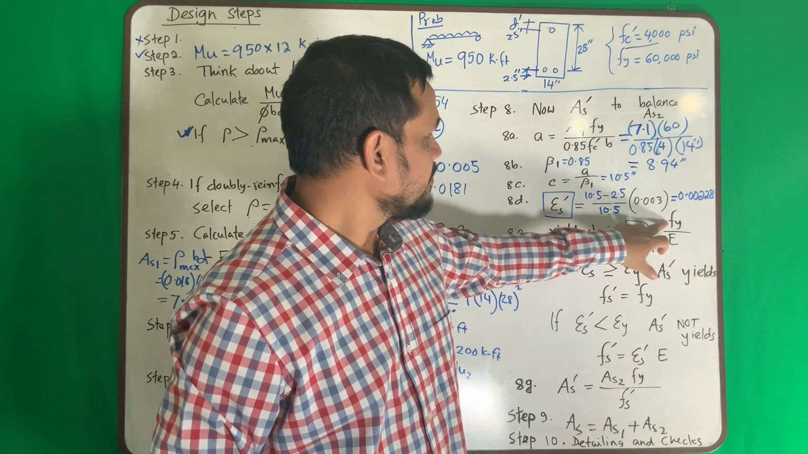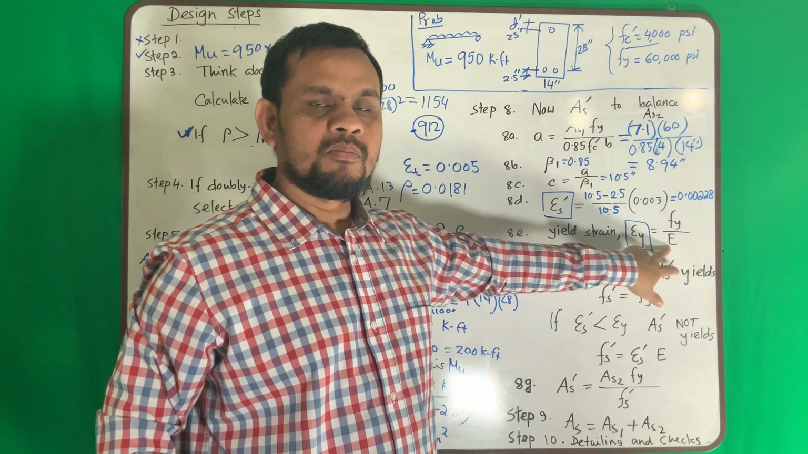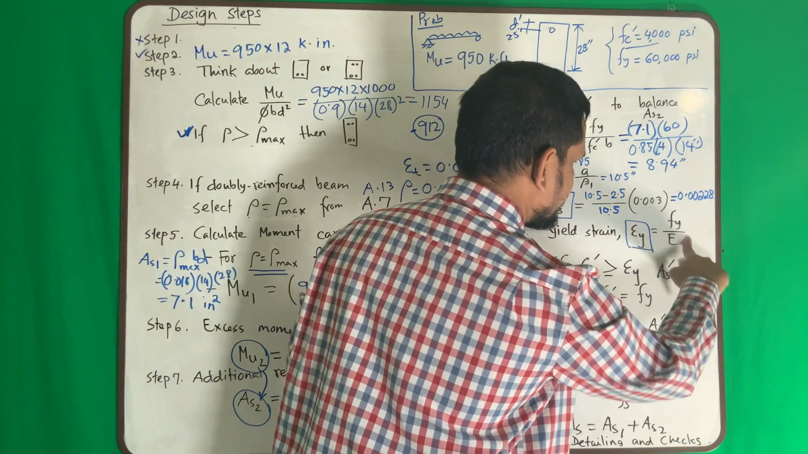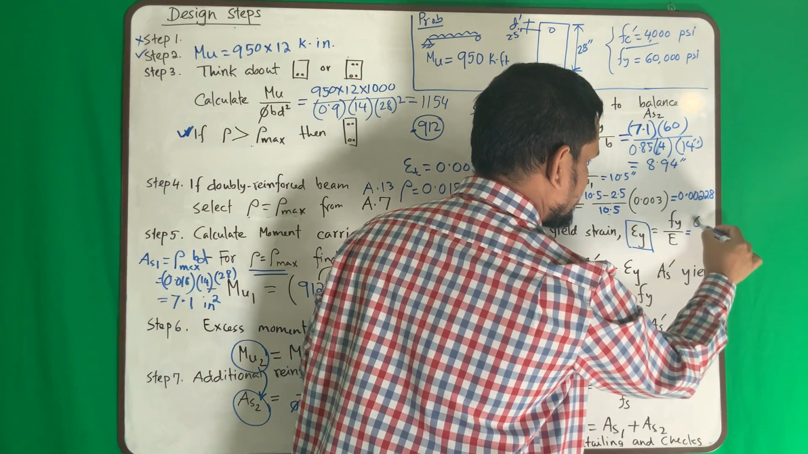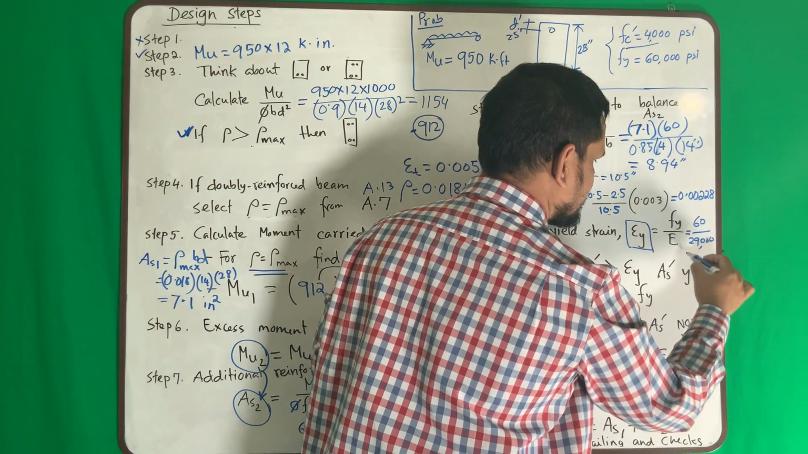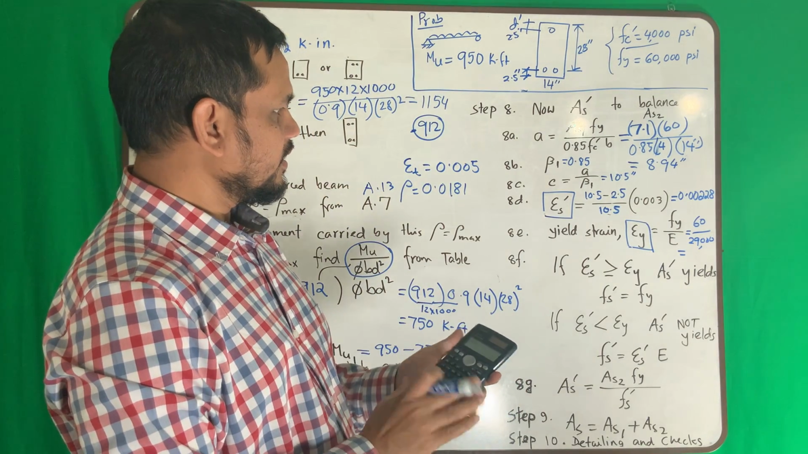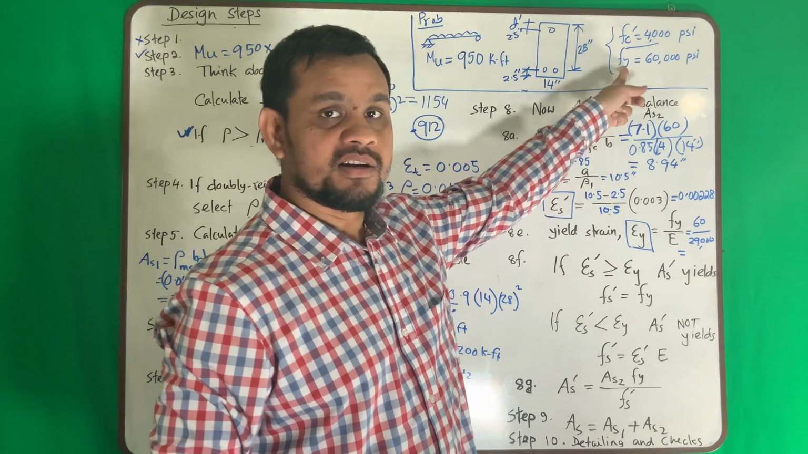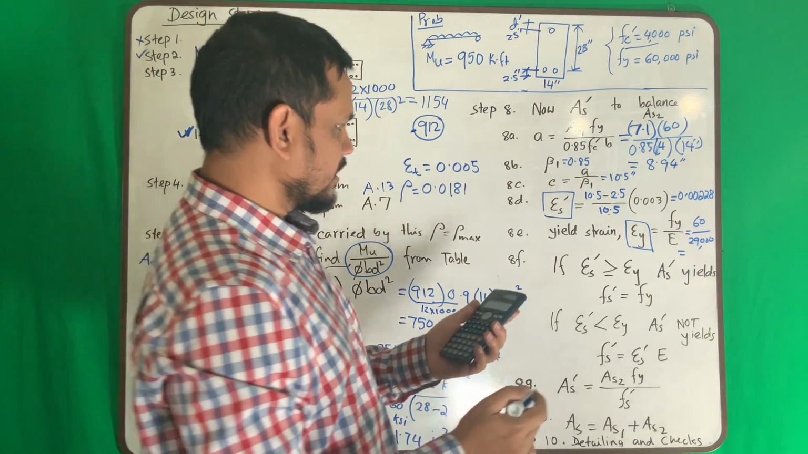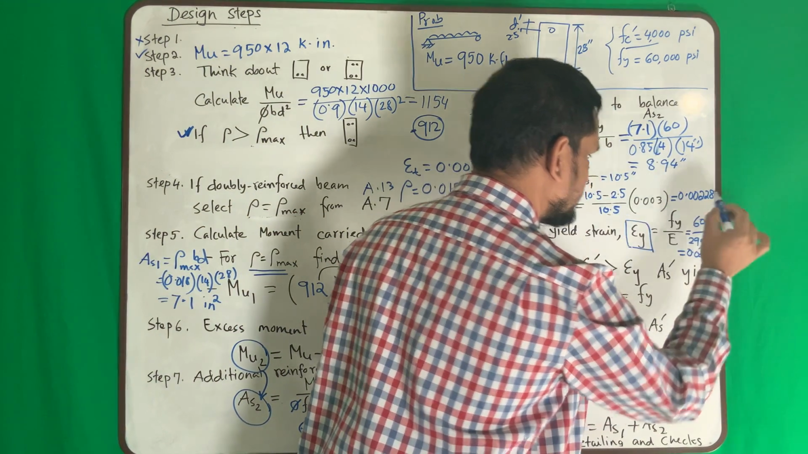Okay, then what is my yield strain? Yield strain is Fy, 60,000 divided by the modulus of steel. Modulus of steel is 29,000 KSI. We know that. So we will find this. How to find this? So this is 60 and this is 29,000 KSI. Where I got it, it is the material properties. 60 divided by 29,000 KSI. I got 0.00207.